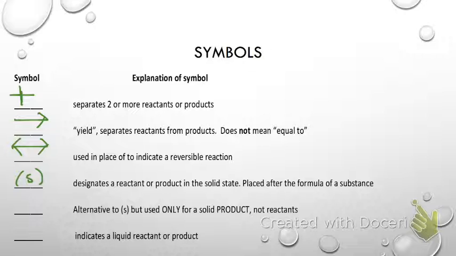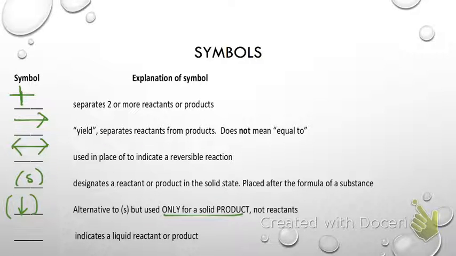An alternative to the S, but used only for a solid product, not with the reactants. And usually we use this when we had a precipitate produced. So we started out with two liquids, mixed them together, and formed a solid. What happens when I form a solid in some liquids? What will the solid eventually do? Fall to the bottom of the container, so we draw that as an arrow going down. If I produce a solid, solids are generally heavier than the liquid, so it'll fall to the bottom of the container. Okay?